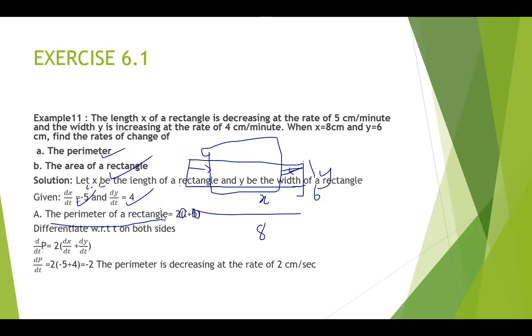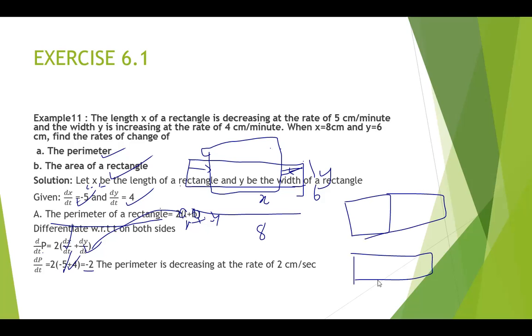dP by dt is 2, kept as it is. This is x plus y, so when I differentiate it becomes dx upon dt plus dy upon dt. We know the length is decreasing at the rate of minus 5 and y is increasing at the rate of plus 4. Hence I got minus 2. Minus 2 means the perimeter is decreasing. The perimeter of that rectangle is decreasing at the rate of 2 centimeters per minute.